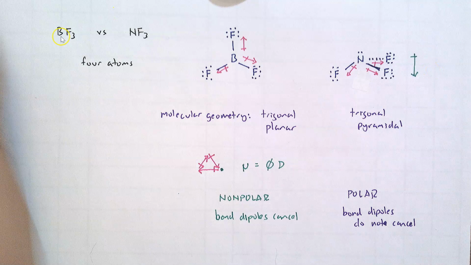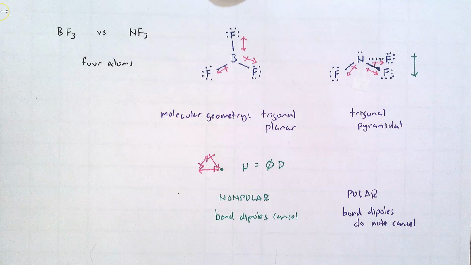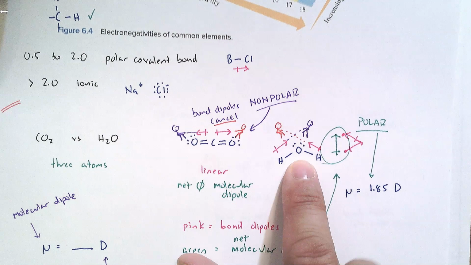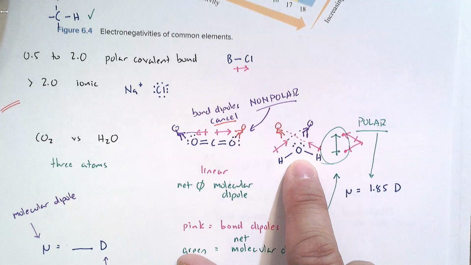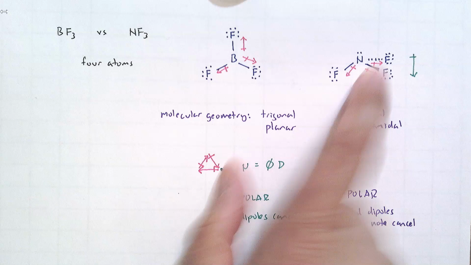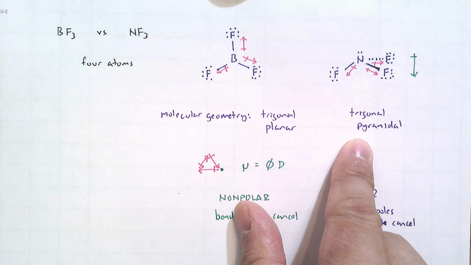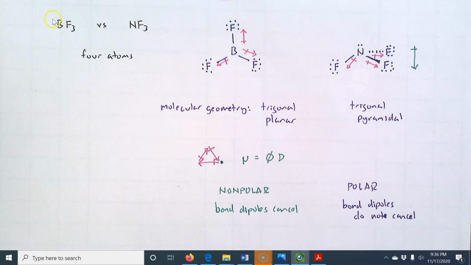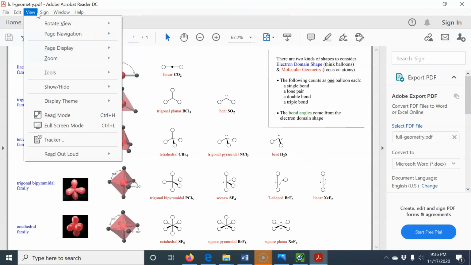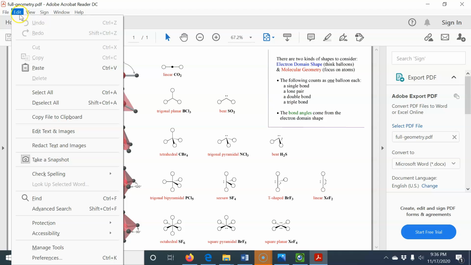Let's take a look at a couple more shapes, because what have we done so far? We've taken 4 shapes, basically. We've taken linear from the linear family, bent. What family is this again? This is the tetrahedral family because it has 4 balloons. This is 4 balloons as well, but now 3 atoms, so this is trigonal pyramidal, and we have trigonal planar. Let us look at all the shapes. And I have that over here. Remember this sheet?